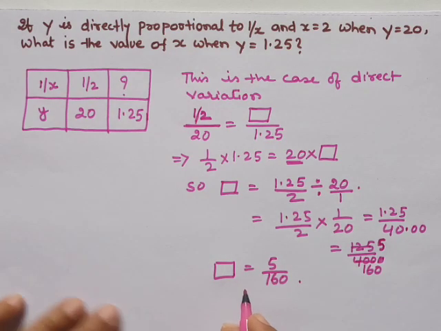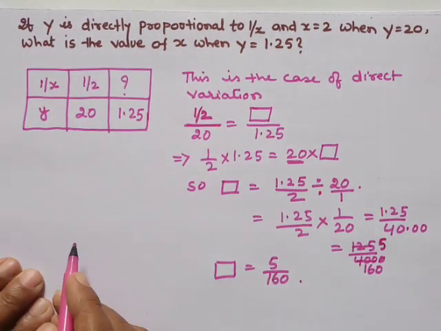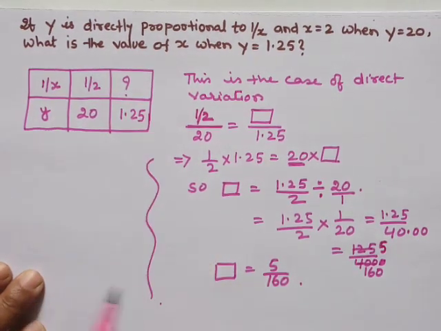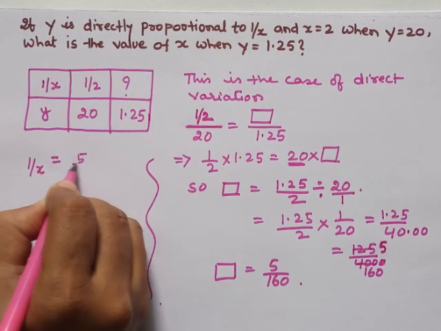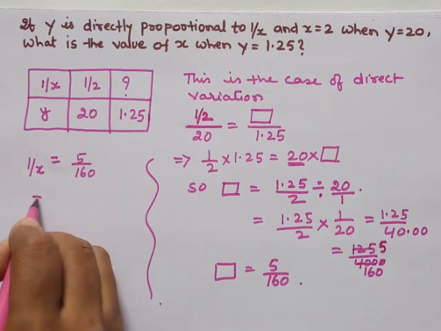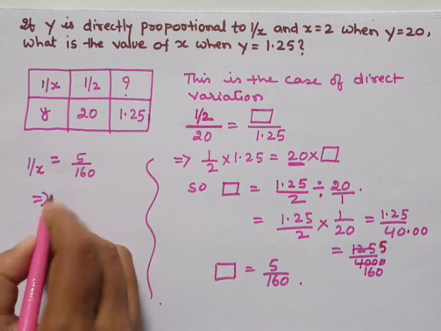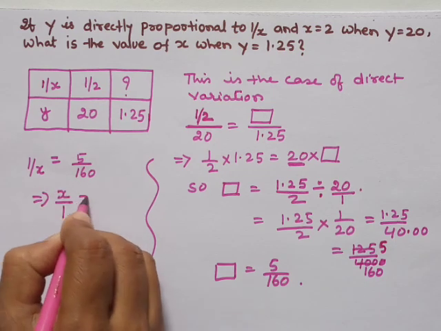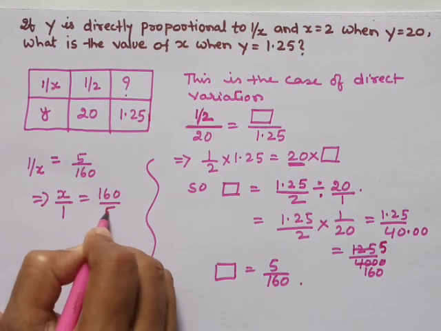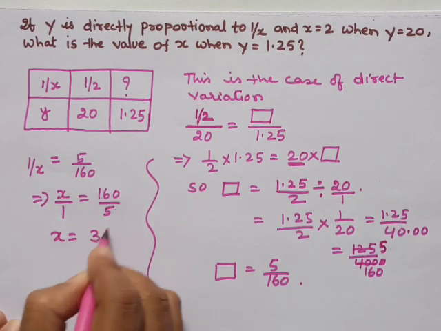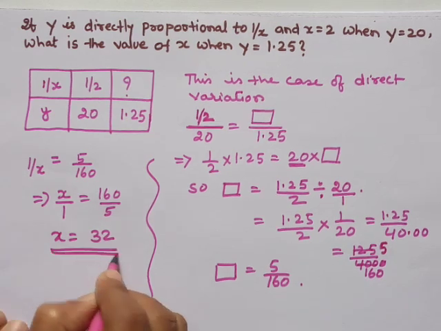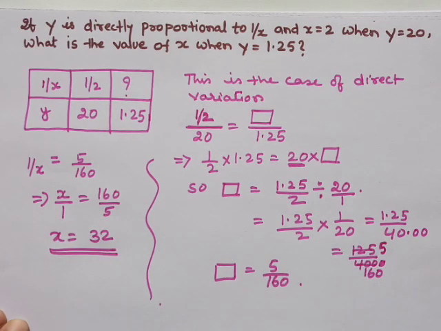What is your unknown value? Your unknown value is 1 by x. So from here you got that 1 by x is 5 by 160. So if you reciprocate this, x by 1, it will become 160 by 5. So your x will be, cut this off, 5 3s are 15 and 5 2s are 10. x will be equal to 32.